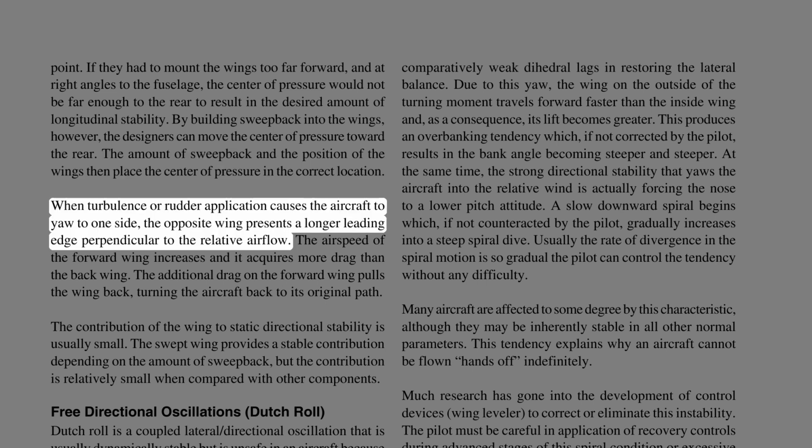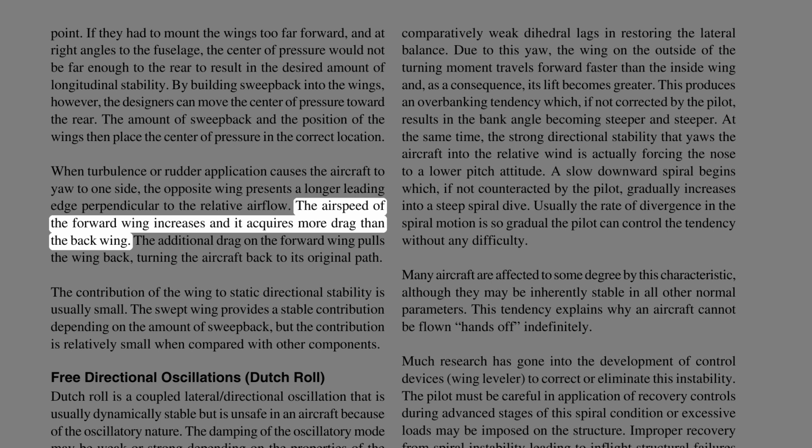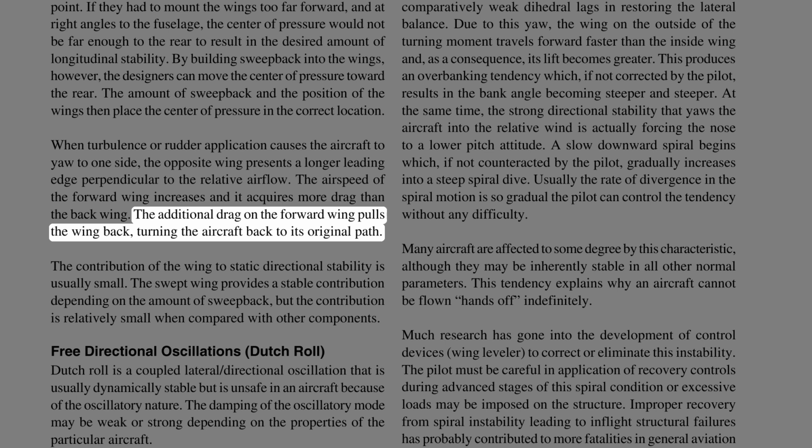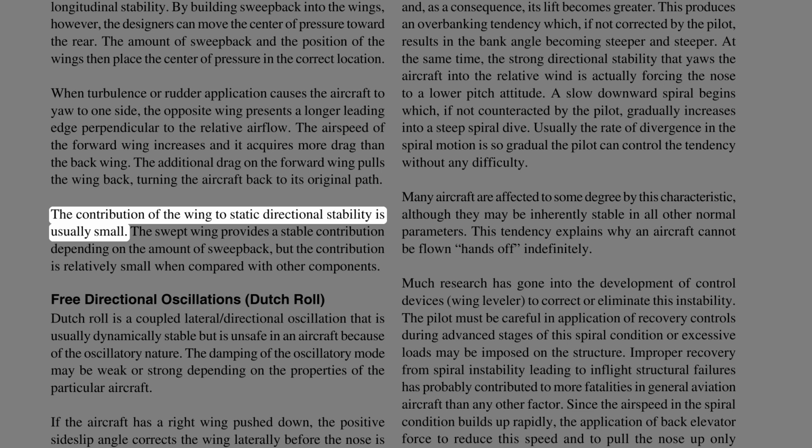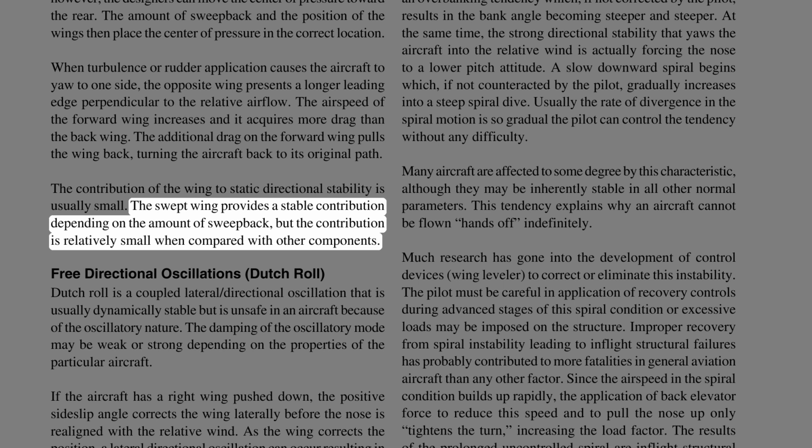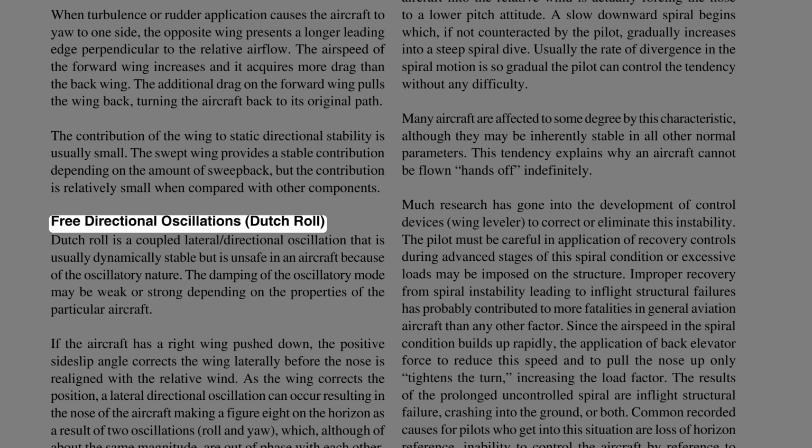When turbulence or rudder application causes the aircraft to yaw to one side, the opposite wing presents a longer leading edge perpendicular to the relative airflow. The airspeed of the forward wing increases and it acquires more drag than the back wing. The additional drag on the forward wing pulls the wing back, turning the aircraft back to its original path. The contribution of the wing to static directional stability is usually small. The swept wing provides a stable contribution depending on the amount of sweepback, but the contribution is relatively small when compared with other components. Free directional oscillations, Dutch roll.